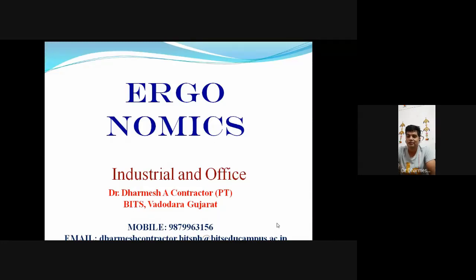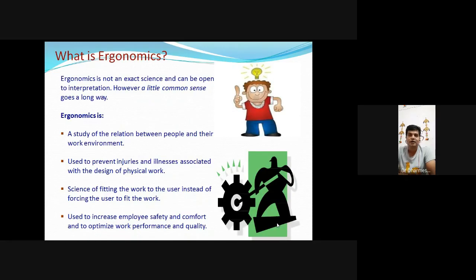Before starting the session, I would like to tell you that ergonomics deals with three aspects: the worker, what work he or she is doing, and the work environment. So it includes three aspects: worker, work, and the environment. Now, what is ergonomics?